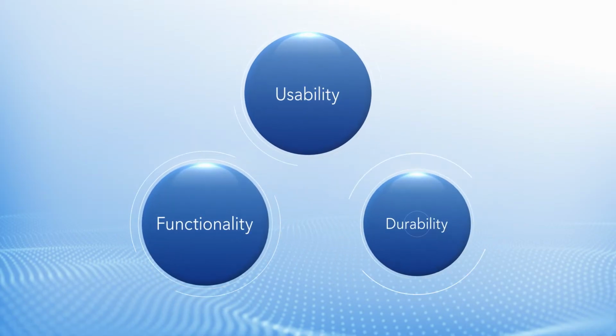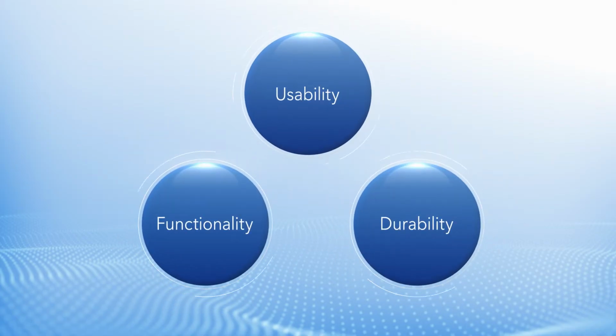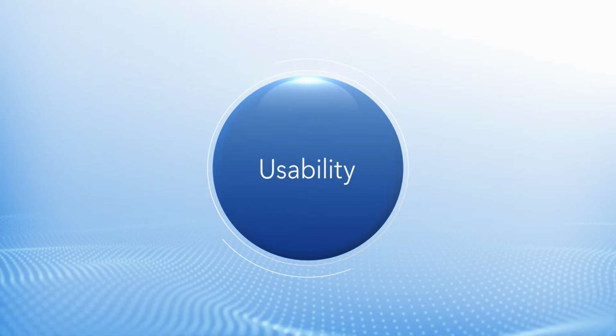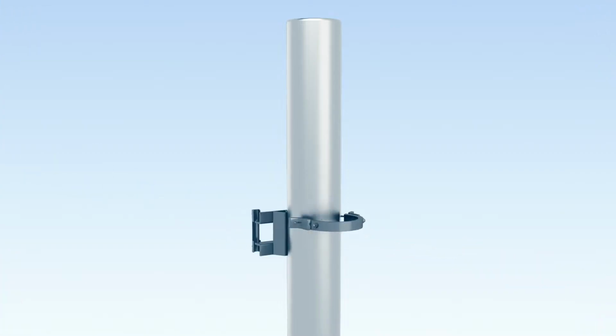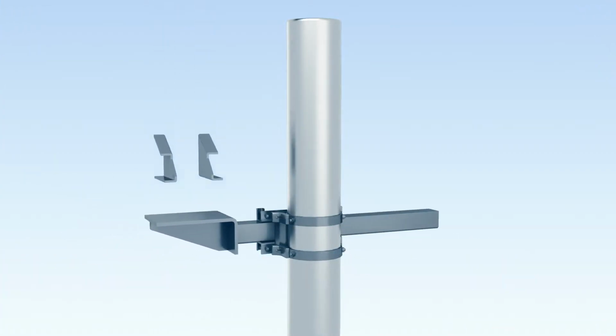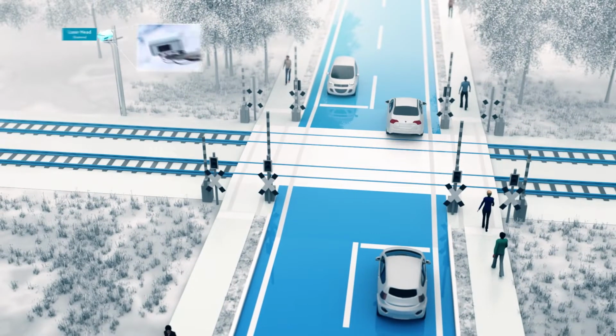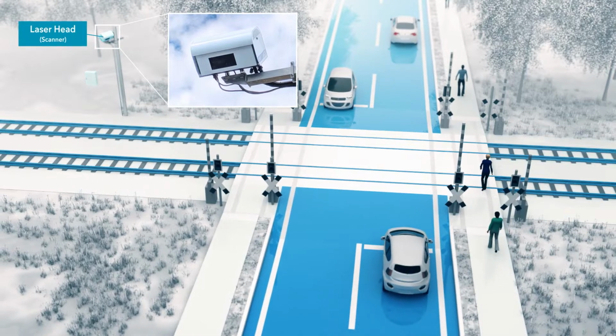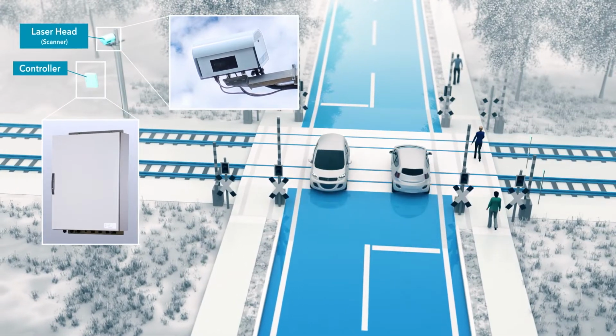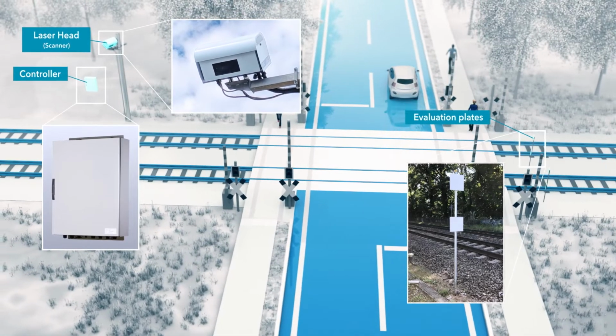The 3DLR has three main distinctive features. The first is its high usability. The installation of the system is very straightforward due to its simple architecture, which consists of three main components: the laser head, the controller, and the evaluation plates.